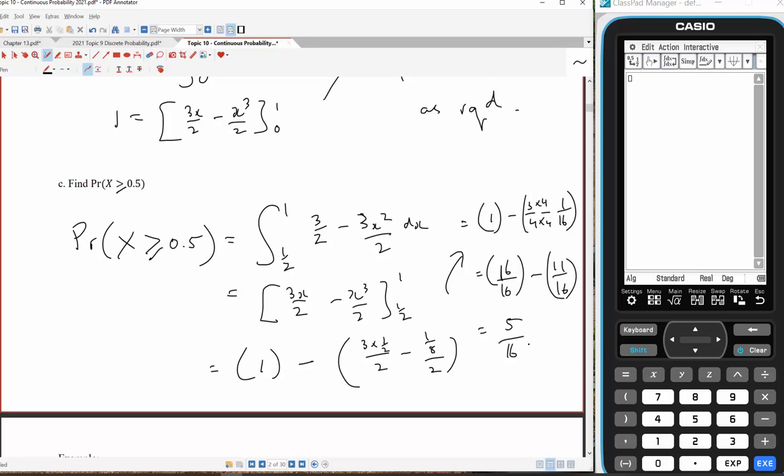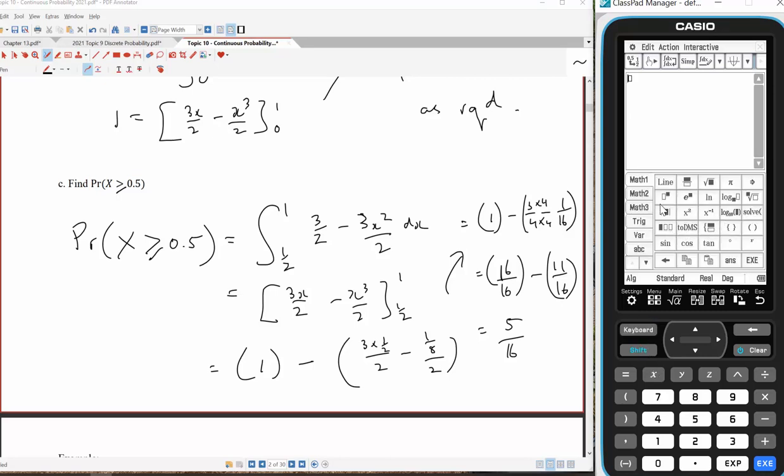Now again, it's pretty easy to do this stuff on the calculator, so we'll run this now on the calc. So grab your integral from Math 2. We got 1 and a half, and 3 on 2, take away 3 on 2 times x squared dx. 5 on 16.